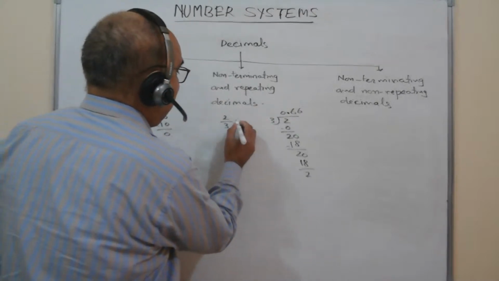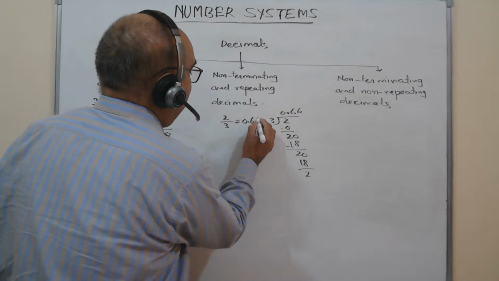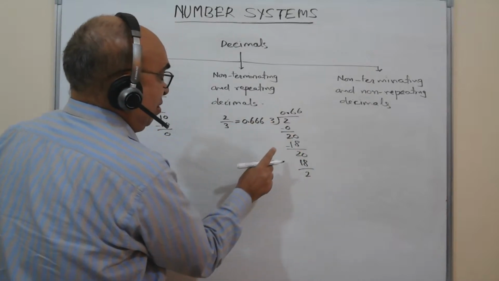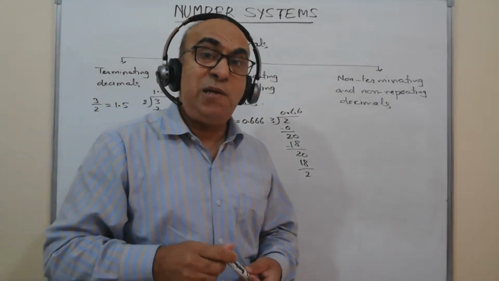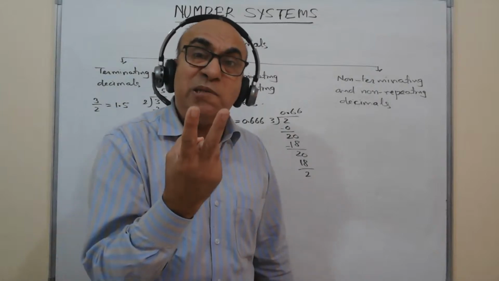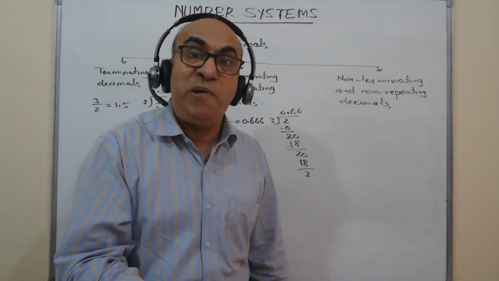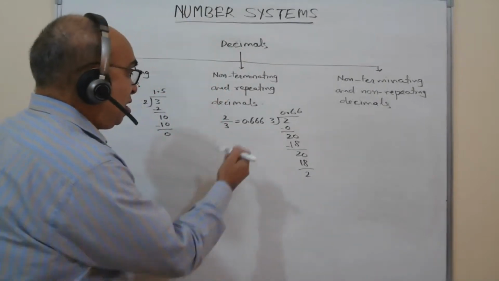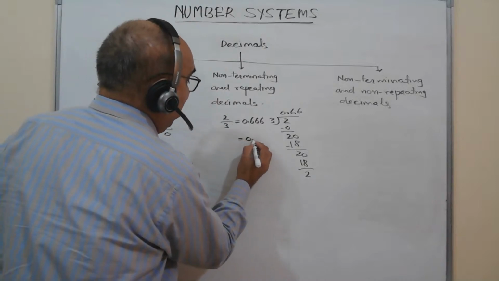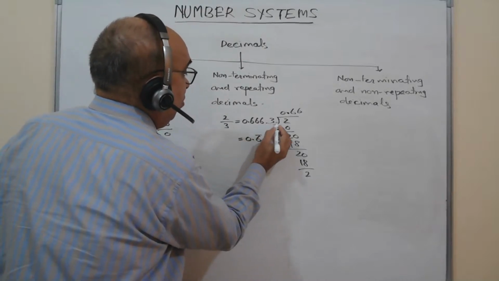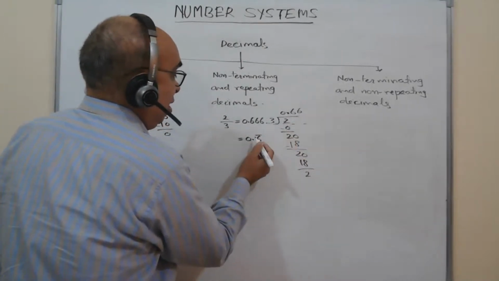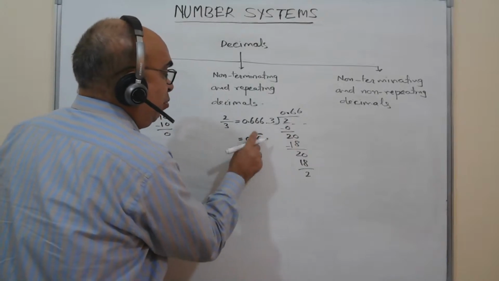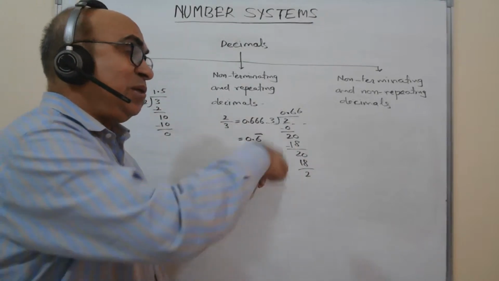So such decimals are known as non-terminating. See, here 6 is repeating. Maybe one digit is repeating, maybe two digits repeating, maybe five digits repeating, depending on the numbers. So we write this by using a bar sign. Here infinitely many 6s are there, so we just put a bar sign here. It means this digit is repeating.